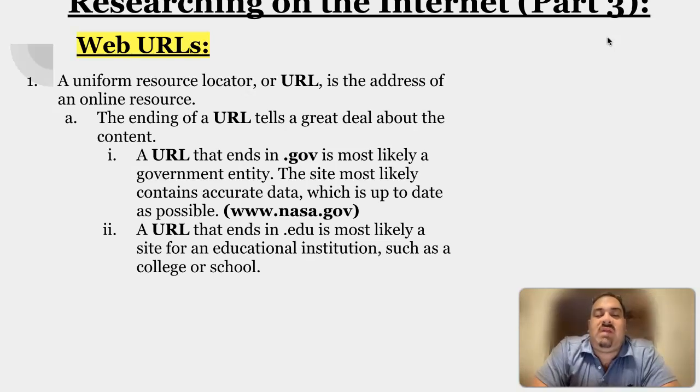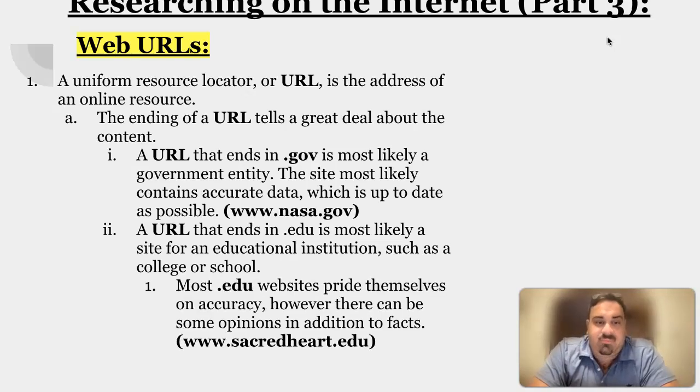Okay, a URL that ends in .edu is most likely a site for an educational institution, such as a college or school. Most .edu websites pride themselves on accuracy. However, there can be some opinions in addition to facts, saying that they're the best school out there, they have the number one campus. That could be their opinion. Factual would be when it was created, when it was developed, how many presidents there have been, or principals, and so forth. Okay, and the example for .edu would be sacredheart.edu, a college here close by in Fairfield, Connecticut.